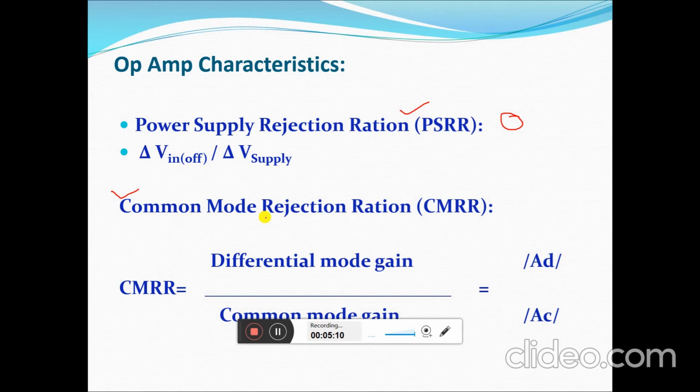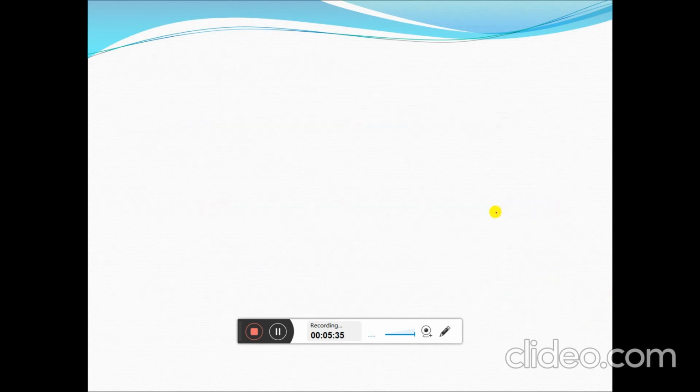Then the next parameter is the CMRR. CMRR stands for the common mode rejection ratio. What is meant by the common mode rejection ratio? It is the differential mode gain to the common mode gain, AD divided by AC. This is known as the CMRR. It is ideally required to be infinite. We amplify only the differential signal, and the common mode signal is 0, so anything divided by 0 is infinite. Ideally the CMRR is infinite.